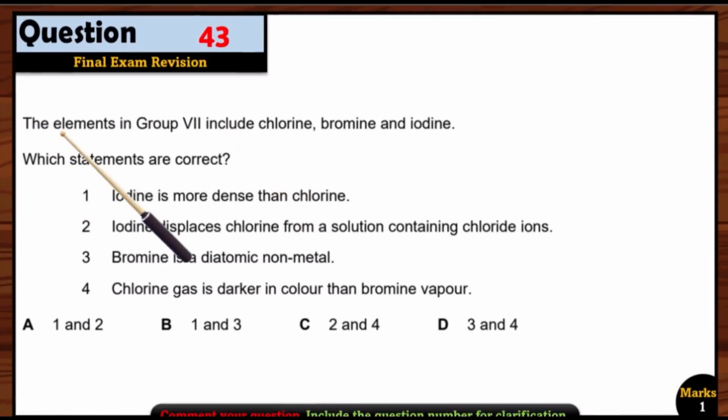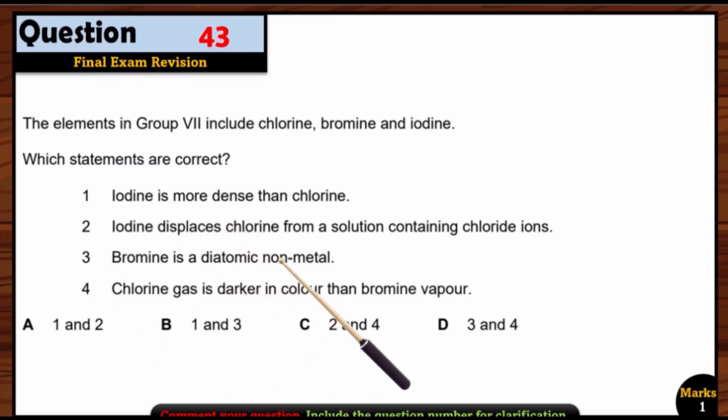Okay, let's see question 43. The elements in group 7 include chlorine, bromine, and iodine. Which statements are correct? First, iodine is more dense than chlorine. Yes, right, because iodine is at the bottom and chlorine is at the top of the group. Second, iodine displaces chlorine. Wrong. Iodine cannot displace chlorine, because chlorine, of course, is on the top. So the reactivity is more at the top in group 7 and decreases down the group. So iodine is below, so its reactivity is lower than chlorine. So it cannot displace chlorine.